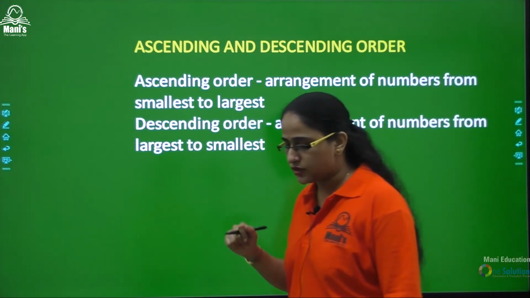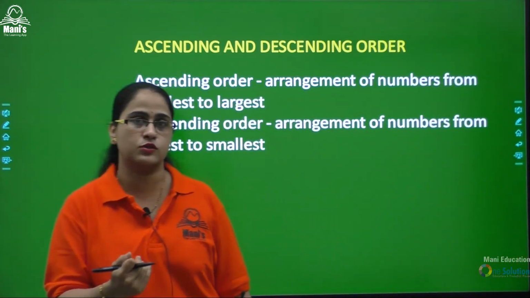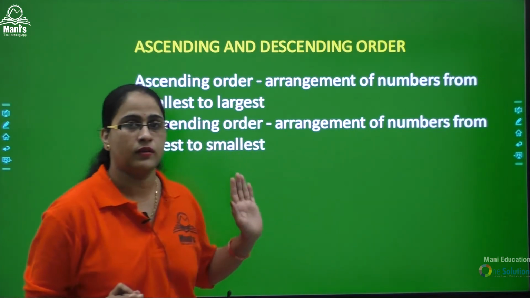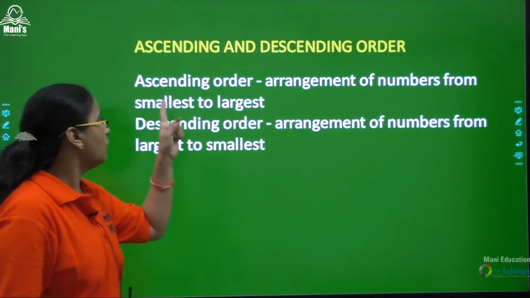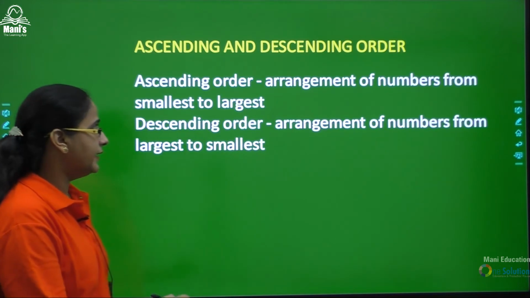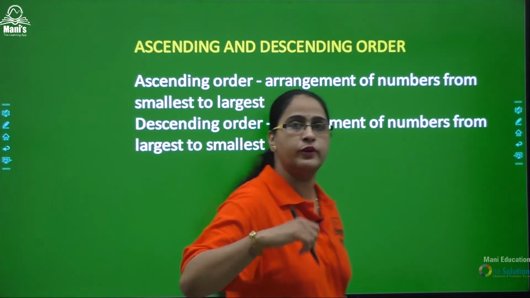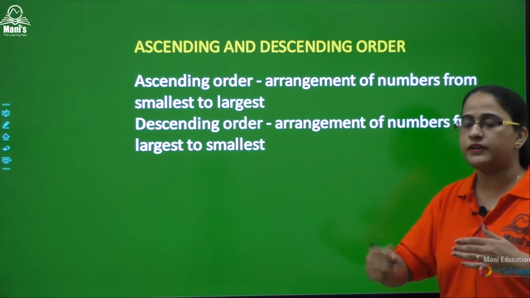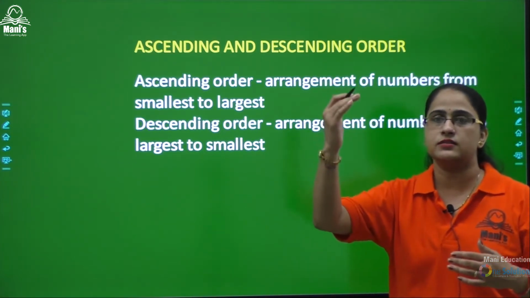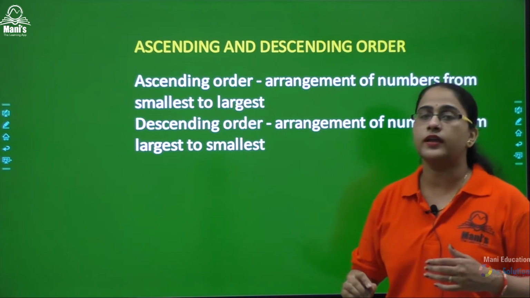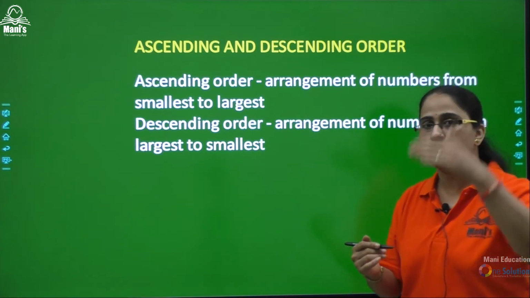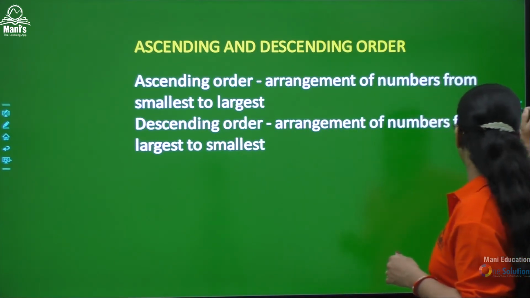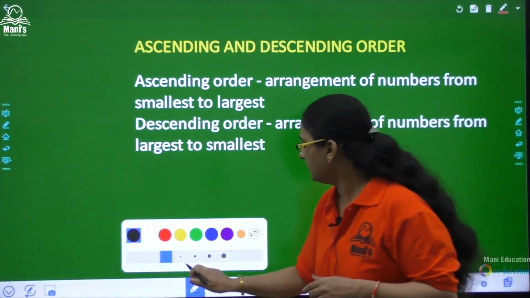In the junior section you have studied about this also, but the numbers are smaller. Here the numbers are bigger. First of all, ascending means we are moving from 1 to 10. Just like stairs, when we go from 1 to 10, that is the ascending order. As we move from 10 to 1, that is the descending order. Okay?